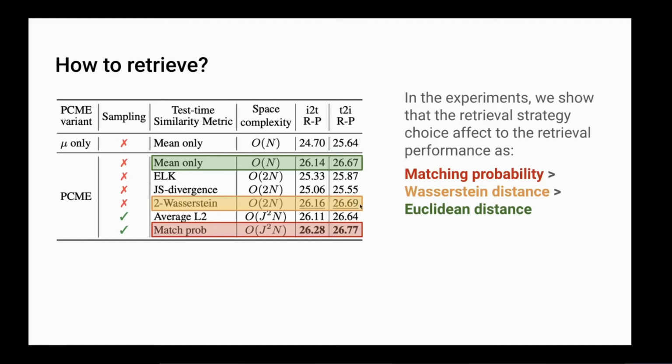So maybe you can use this Euclidean distance if you don't have enough space complexity, or you have to implement a very fast or efficient retriever, if your system requires these types of retrieval scenarios. Or if you need more accurate retriever performances, then you can use matching probability. So it is a kind of trade-off between the complexity and the performance during the retriever.